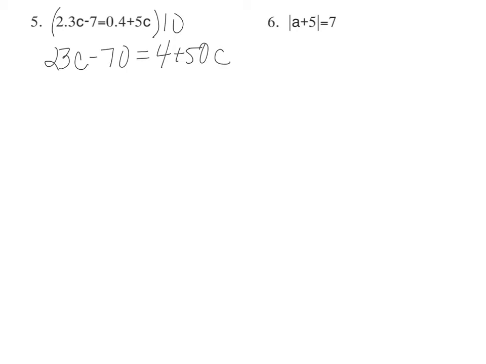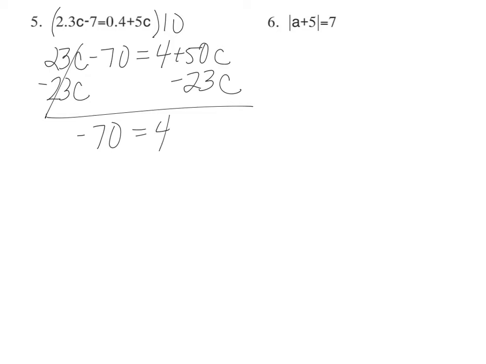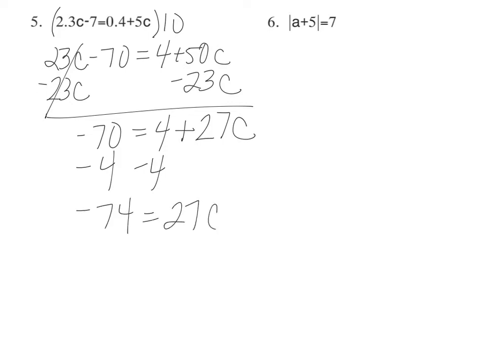Let's subtract the 23c. I have a tendency to keep my variable positive, so I will move the variable to the side that has the larger coefficient. When we do this, 23c minus 23c is 0. We get negative 70 equals 4 plus 27c. And we're going to subtract 4, and we get negative 74 equals 27c.